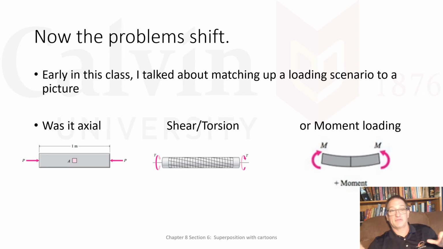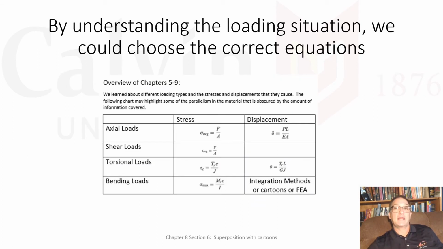It's kind of like in biology. I really think about it as, which kingdom is this in? Is this in the plant kingdom or the animal kingdom? Because we deal with those differently. Once we know if it's plants or animals, then we can choose the correct loading situation. So if I've got axial loads, then here's my stress equation and here's my displacement equation.